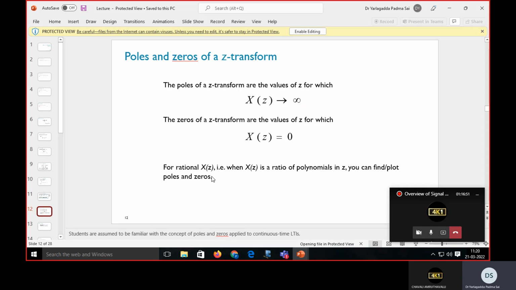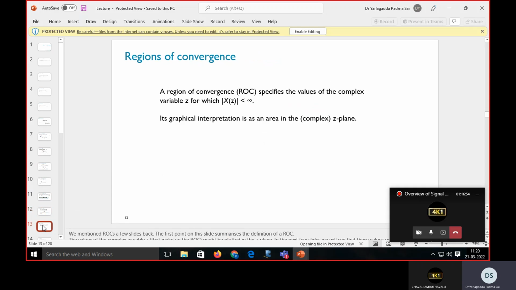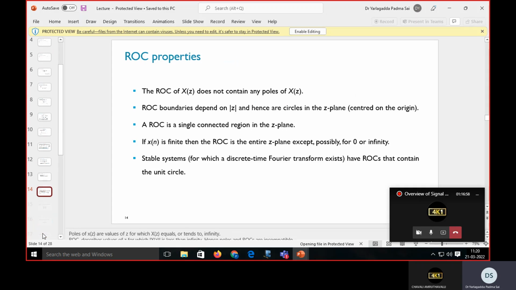Okay, so already I mentioned all these things. Region of convergence. Stability also. And one more important point is stable systems. This is also one of the important points. Stable systems have an ROC that contains the unit circle.